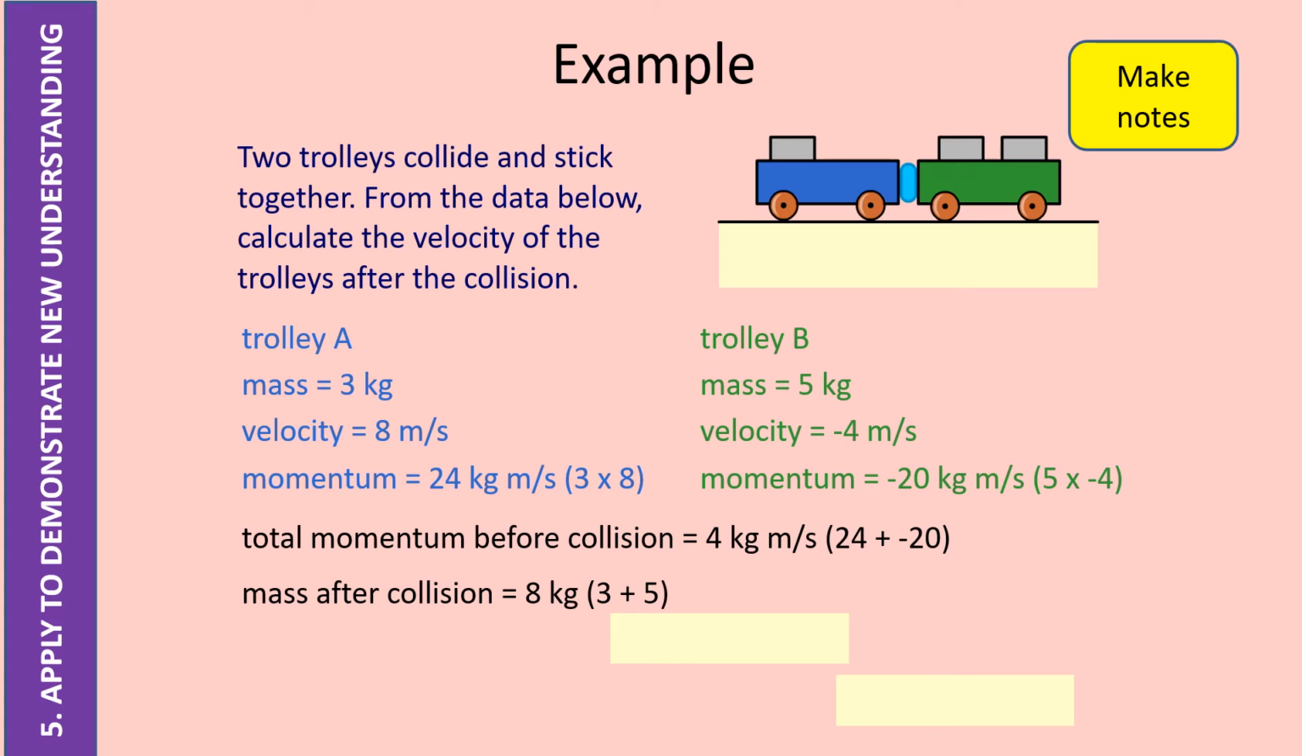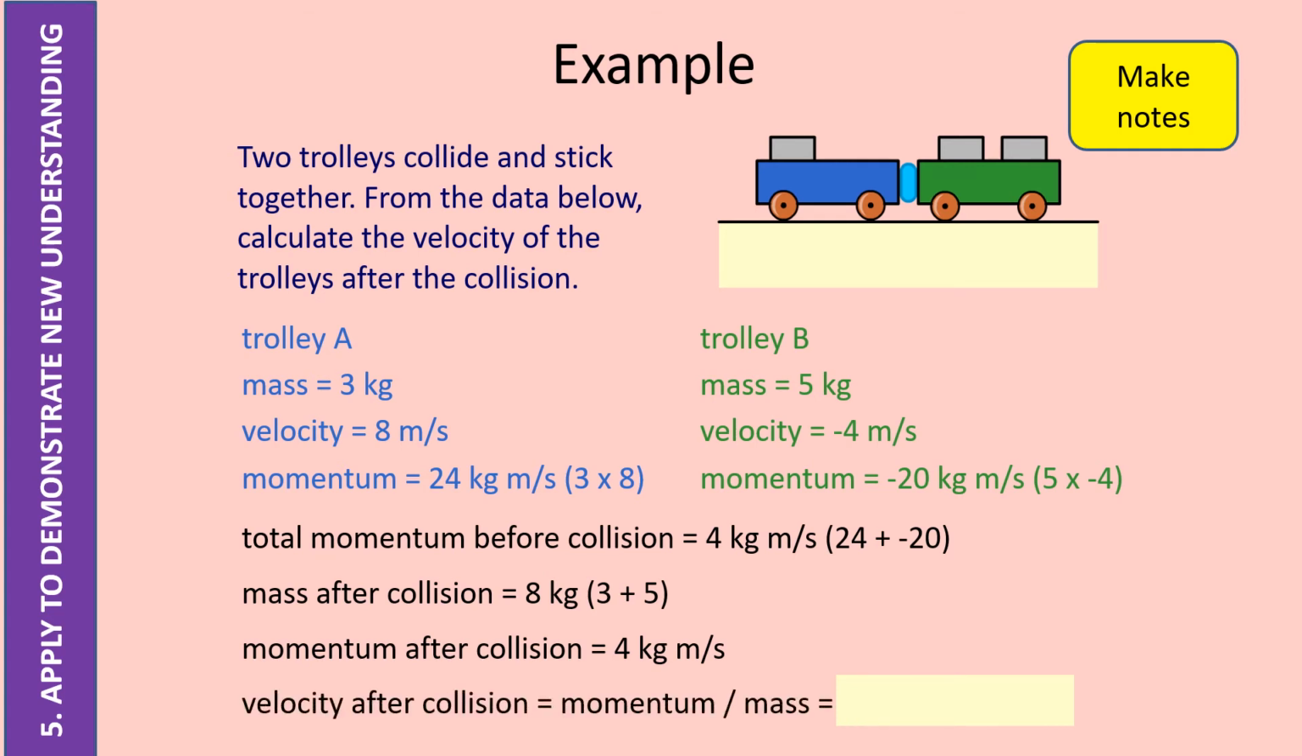The mass of the new object is 8 kilograms. The momentum is 4 kilogram meters per second, exactly the same as it was before, which means we can use momentum equals mass times velocity, rearrange it to give us velocity equals momentum divided by mass. Now we know the momentum after the collision and we know the mass after the collision, so we can work out the velocity.